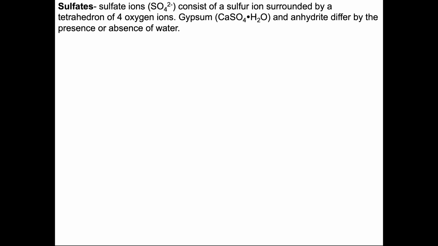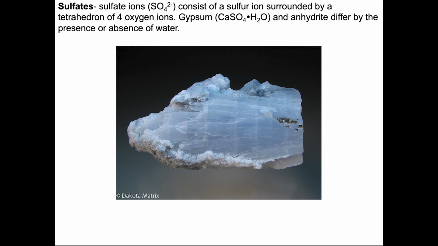Sulfates consist of sulfate ions, SO4 2-, which is made of a sulfur ion surrounded by a tetrahedra of 4 oxygen ions. As I mentioned a minute ago, gypsum is a common example. Gypsum is calcium sulfate with water, making it part of its lattice. Anhydrite is CaSO4 without the water. And that makes sense. Anhydrite means without water.